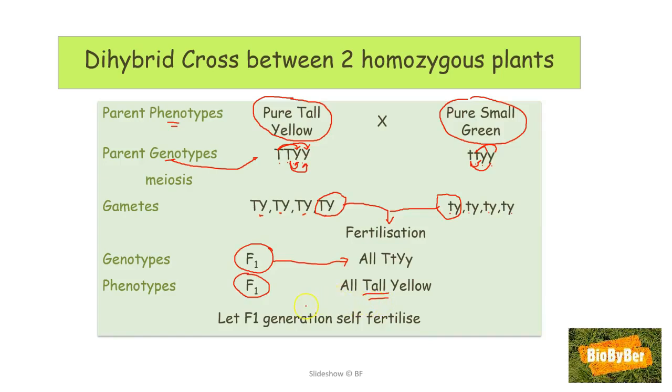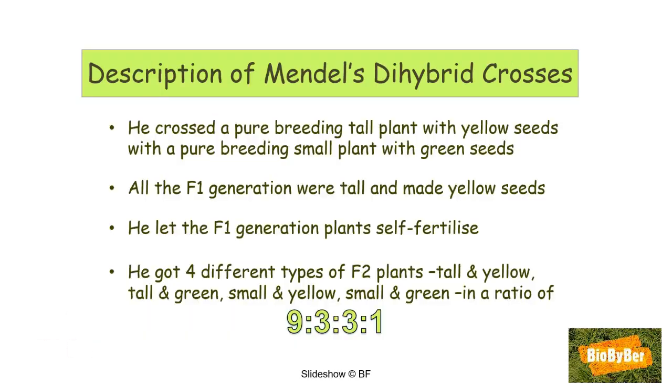Now, what will happen if we let this F1 generation self-fertilize? Before we go anywhere, this should be ringing a bell. Let's show how Mendel was vindicated. These results show that Mendel was perfectly correct when he got all the F1 generation to be tall and yellow-seeded pea plants.